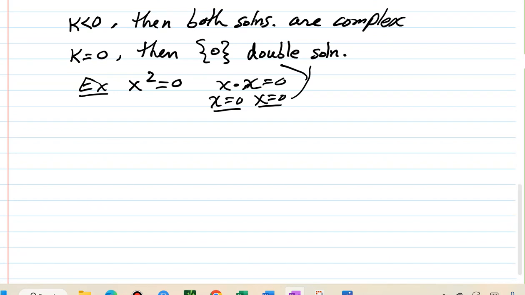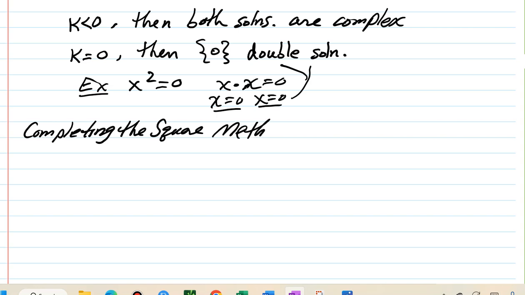Now let's take a look at our next method. We're going to talk about the completing the square method. Now, before we talk about the completing the square method, let's talk about something different that's related to what we're about to do.